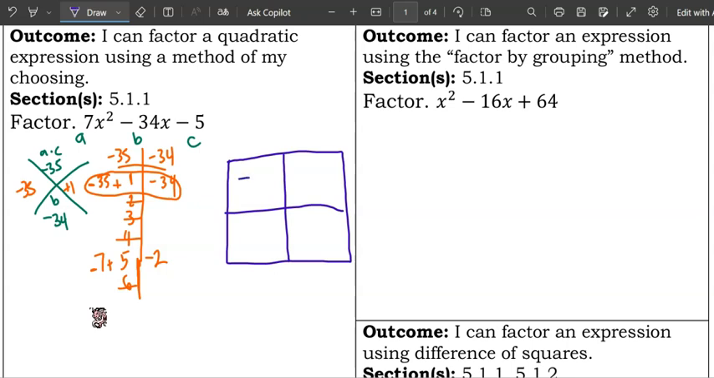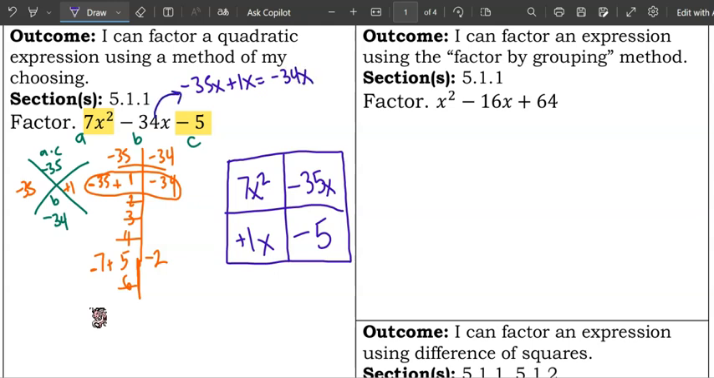In the first box, we're going to write 7x squared. In the last box, we're going to write negative 5. That is from the leading term and the constant term. Now, these two boxes will be those two factors that we found followed by x's: minus 35x and plus 1x. And if we have negative 35x plus 1x, that gives you negative 34x. We're just decomposing that middle term.